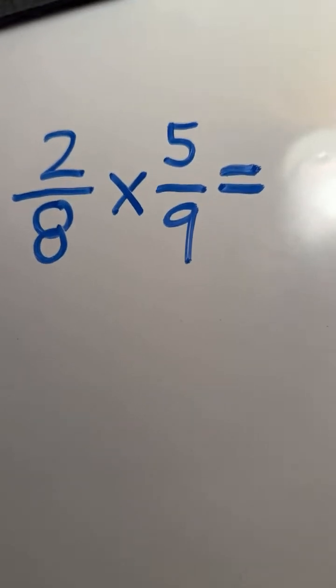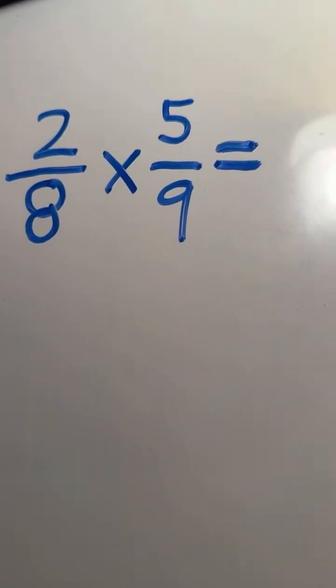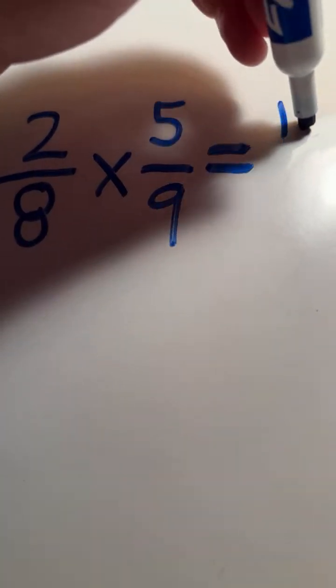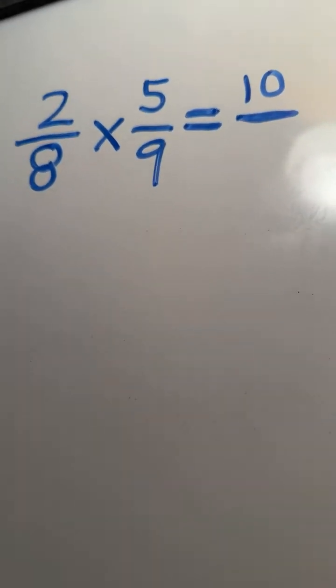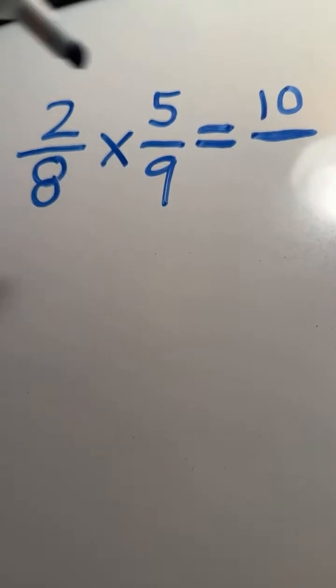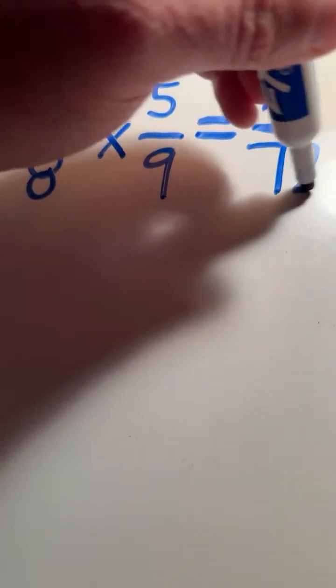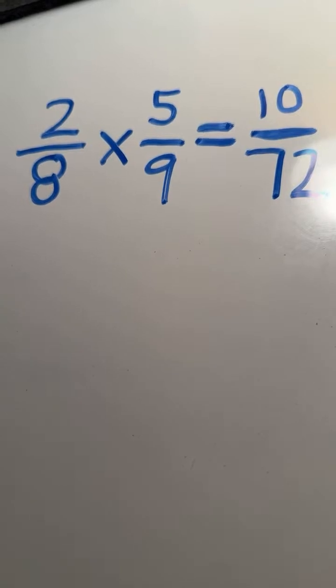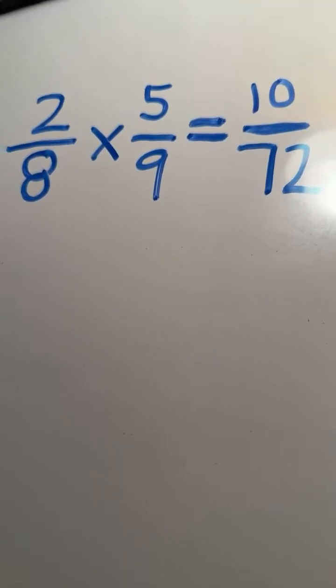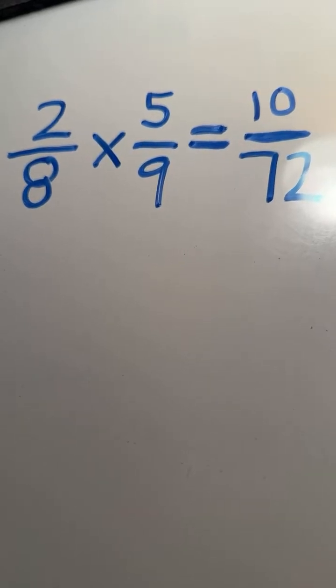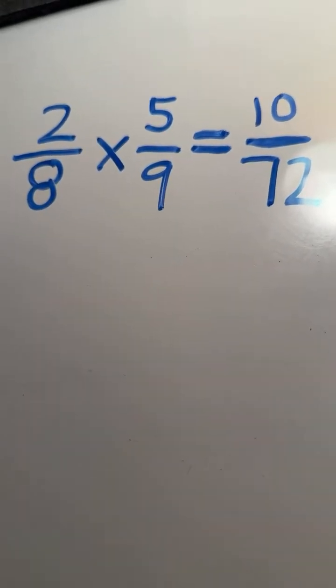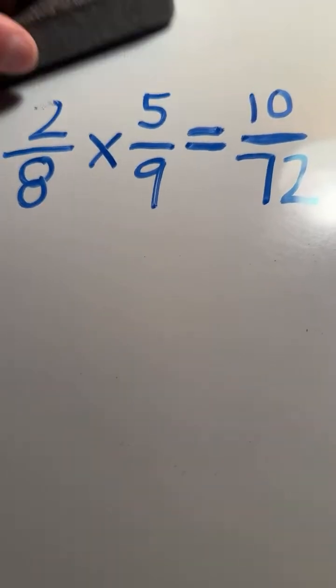So we now have 2/8 times 5/9. 2 times 5 equals 10. 8 times 9 equals 72. We have our final answer: 2/8 times 5/9 equals 10/72. All right, next example.